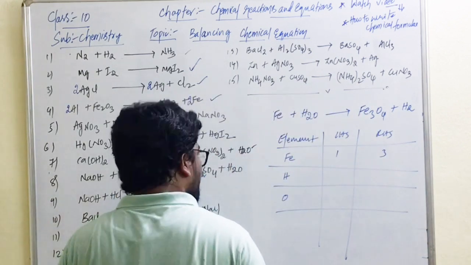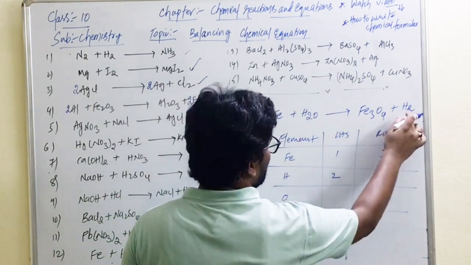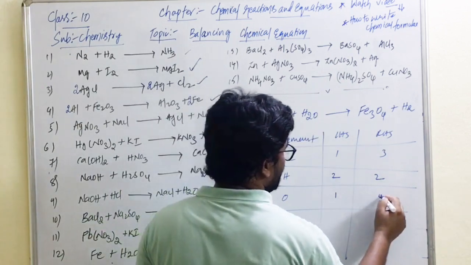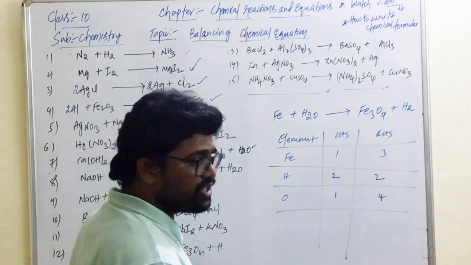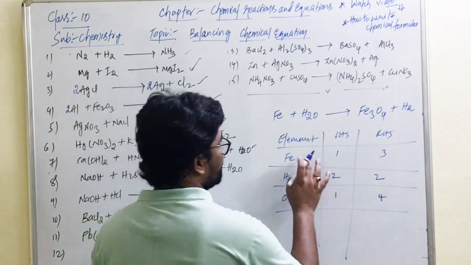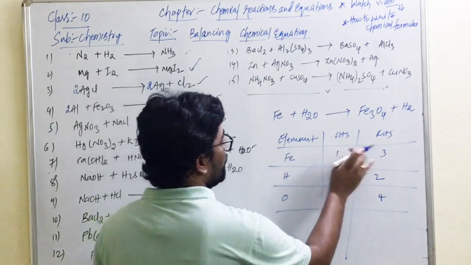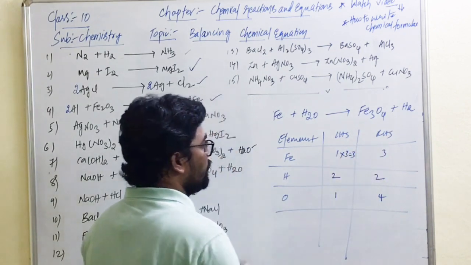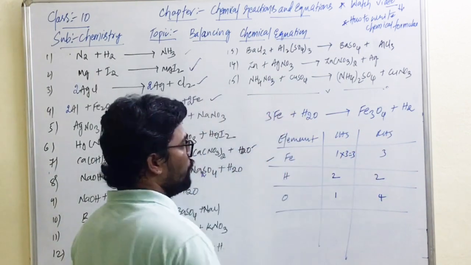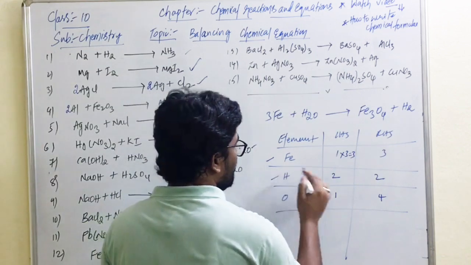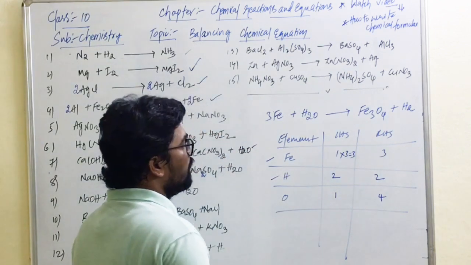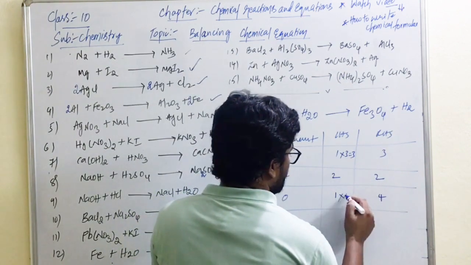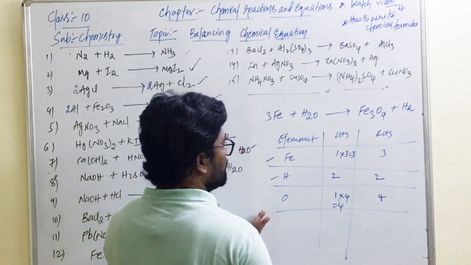Okay, now hydrogens are 2 on the left hand side, 2 on the right hand side. Oxygens are 1 on the left hand side, 4 on the right hand side. It's clearly an unbalanced equation. Now let us balance first with the metal: 1 on the left hand side, 3 on the right hand side. So multiply by 3, and you'll get the number of iron atoms balanced. So place 3 before Fe. Now hydrogens are balanced already. Is it clear? Now oxygen is 1 on the left hand side, 4 on the right hand side.